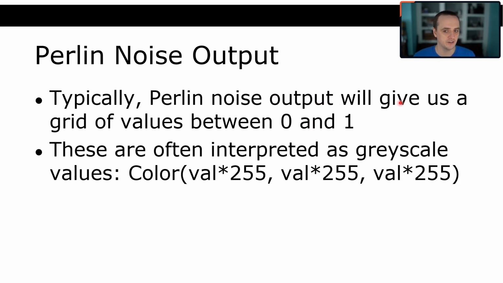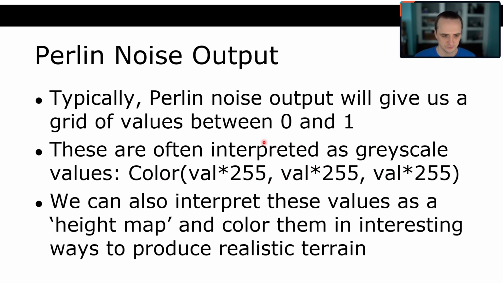Or if you're generating a texture, for example, those values can be interpreted as grayscale values. You could say value times 255, because the RGB values are between 0 and 255. If you get your value out and multiply it by 255 and you're creating an RGB color, then this is your grayscale color. You could also interpret these values as a height map and color them in interesting ways or scale them in interesting ways to produce realistic terrain.